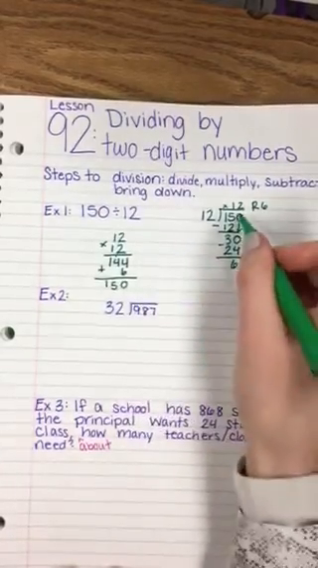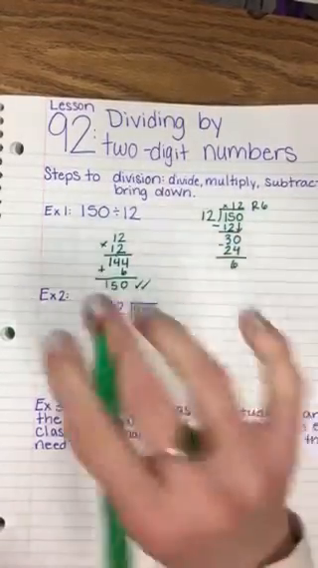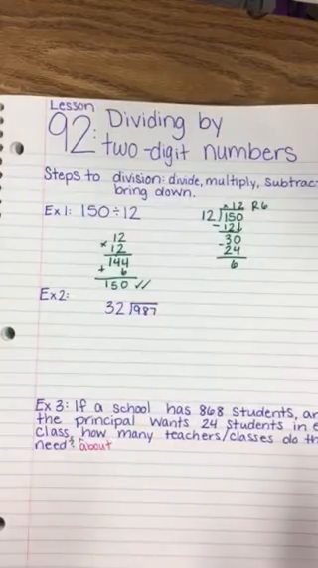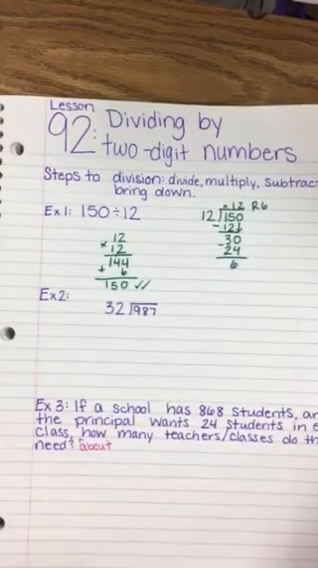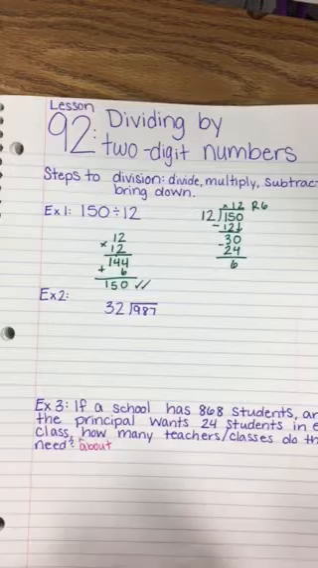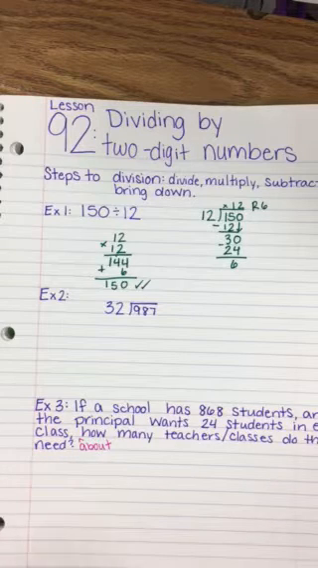And 150 is the same as that number, so we've double-checked our answer, and we know it's correct. Always double-check your answer to make sure it's correct. All right? So there are some tricks that we can use to make dividing by two-digit numbers easier.